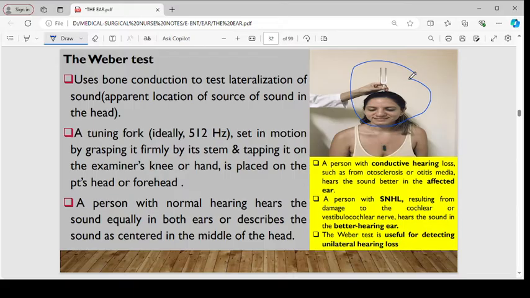Okay, so a person with normal hearing hears these sounds equally in both ears, left and right, or can describe the sound as being centered at the middle of the head.